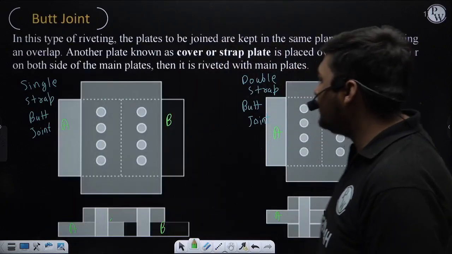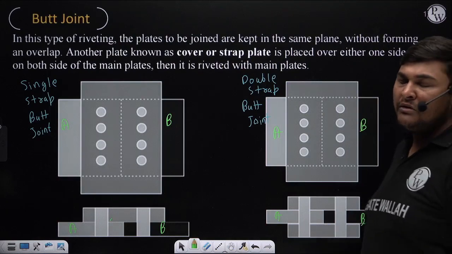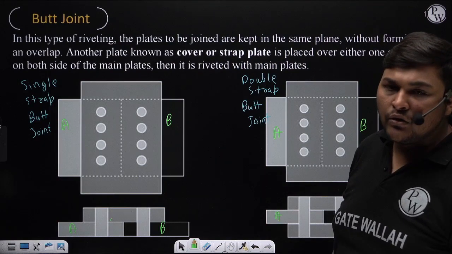Now this riveted joint, it is a butt joint because it is between two plates. So a riveted joint between two plates placed butt to butt is known as a butt joint.